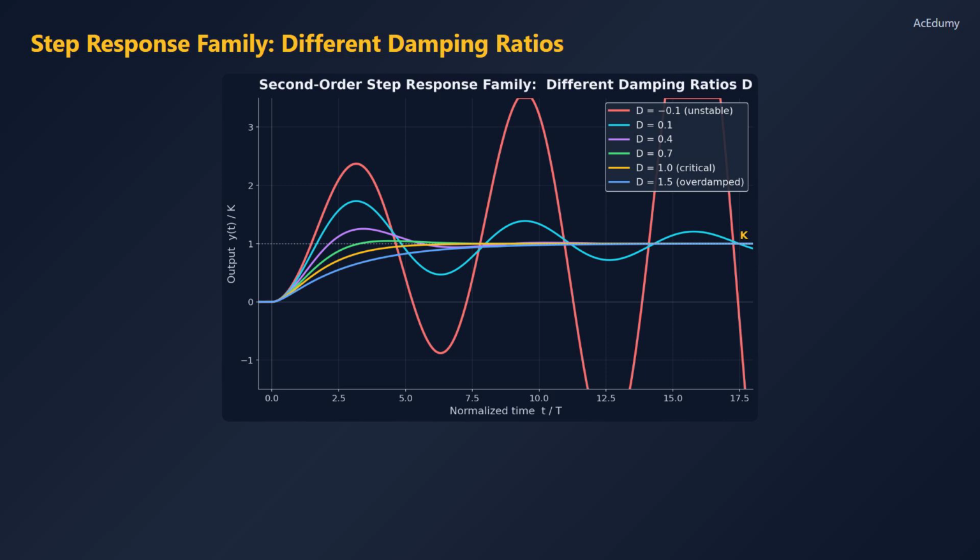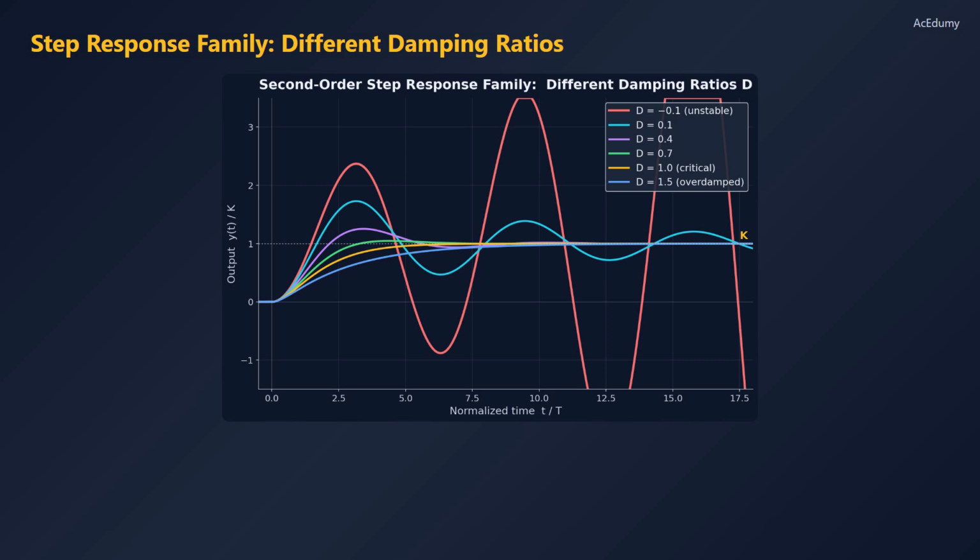For D equals 1.5, the overdamped response rises slowly with no oscillation. For D equals 1, the critically damped case is faster but still no overshoot. For D equals 0.7, a slight overshoot appears. For D equals 0.4, stronger oscillation with significant overshoot. For D equals 0.1, heavy oscillation that takes a long time to settle. And for D equals negative 0.1, the system is unstable and the oscillations grow without bound.